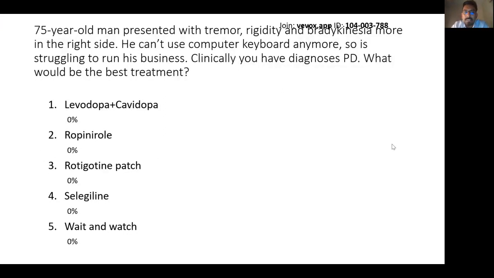Let's assume a 75-year-old man. It's a very made-up case. A 75-year-old man who has come with typical features of Parkinson's: tremor, rigidity, bradykinesia, unilateral, one side, and his ADL is affected. So you need to start some sort of treatment. Let's assume that it is proper Parkinson's. Clinically, the diagnosis is Parkinson's disease. What is the treatment?